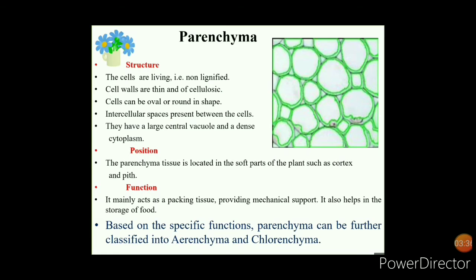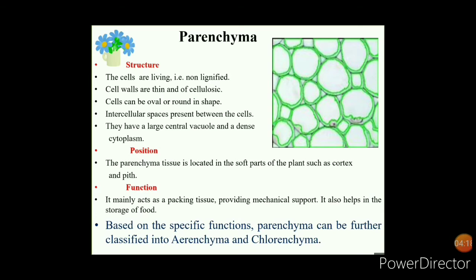First, Parenchyma. These cells are living or non-lignified. The cell walls are thin and cellulosic. Cells can be oval or round in shape. Intercellular spaces are present between those cells, and they have a large central vacuole and dense cytoplasm. The parenchyma tissues are located in the soft parts of the plant body such as the cortex and pith. It mainly acts as a packing tissue which provides mechanical support and also helps in the storage of food material.